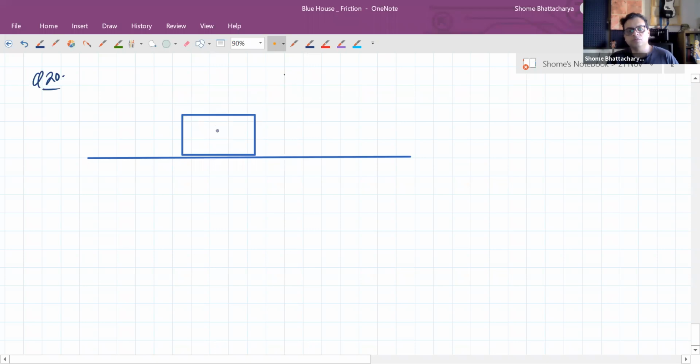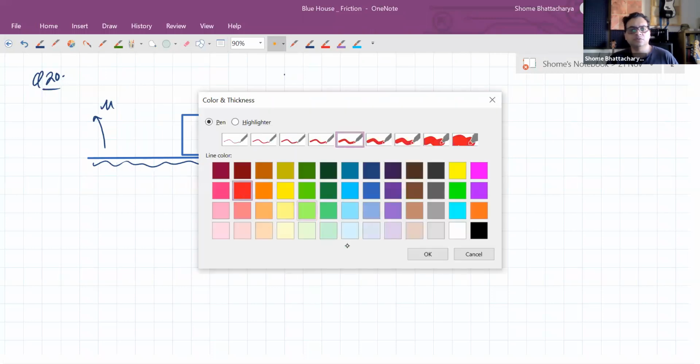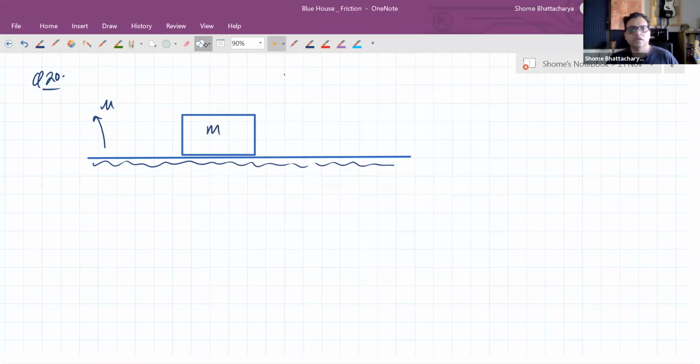So we have this block of mass m resting on a rough surface which has coefficient of friction mu. Now it's asking what is the minimum force we need to disturb it from equilibrium, that is, to make the block move, and in what direction we should apply the force.